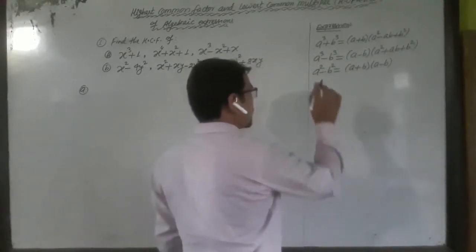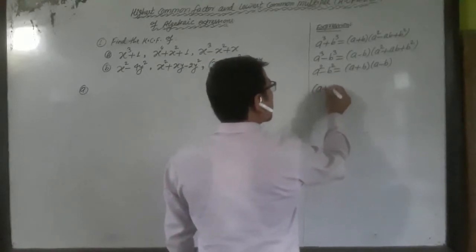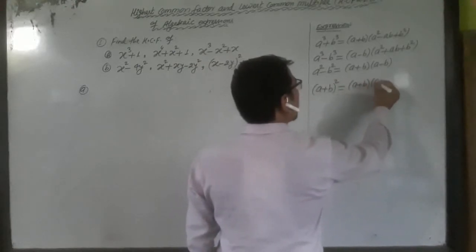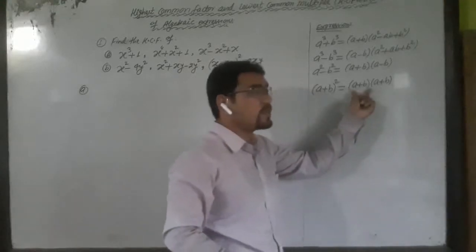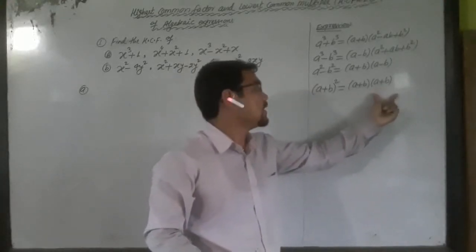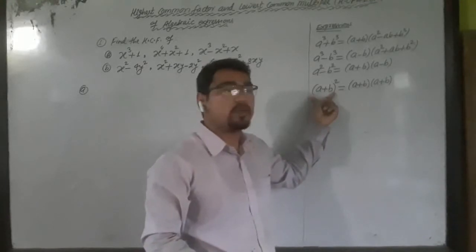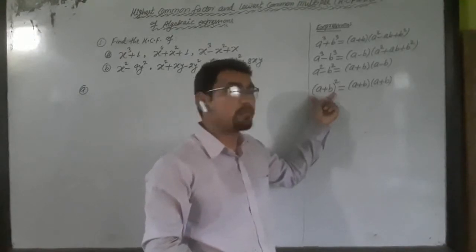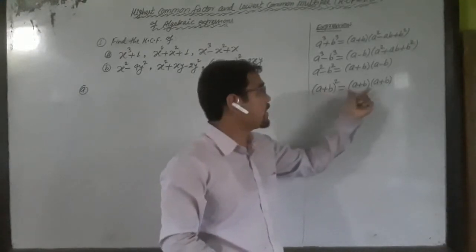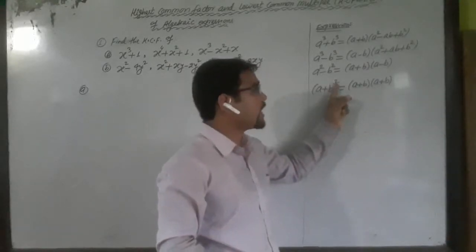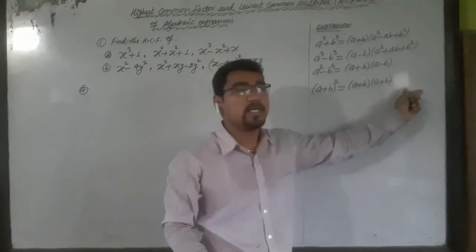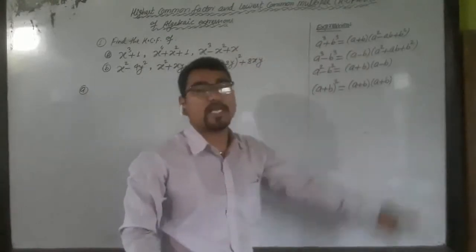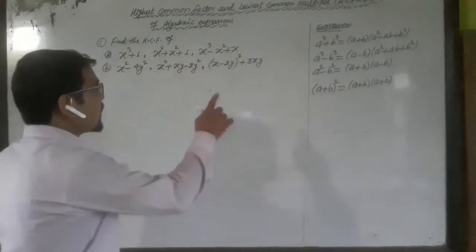Another one: sometimes it is given like a plus b whole square. This we can write as a plus b into a plus b, two times. We should not write it in the expanded form, that is a square plus 2ab plus b square, you know. We have to write it like a plus b whole square, which is a plus b into a plus b. If the whole power is cube, then we can write a plus b, a plus b, a plus b, three times. This is the factorized form. So in this way we can do it, and everybody should be clear on this formula.